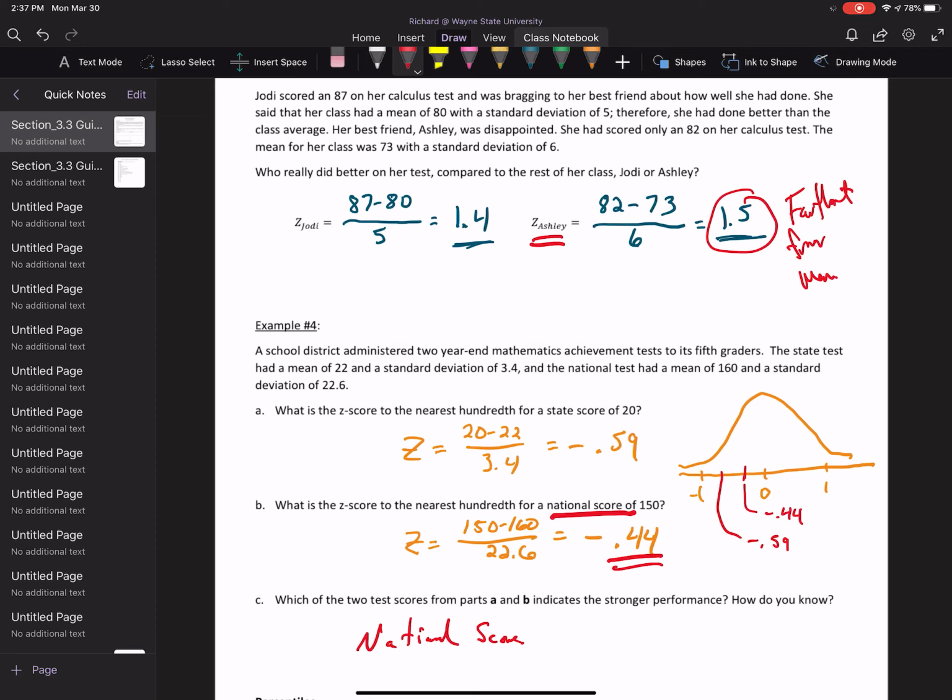What we're going to look at in the next video is the next measure of relative standing or relative position, which is called percentiles. And I'm sure many of you have heard of percentiles before.